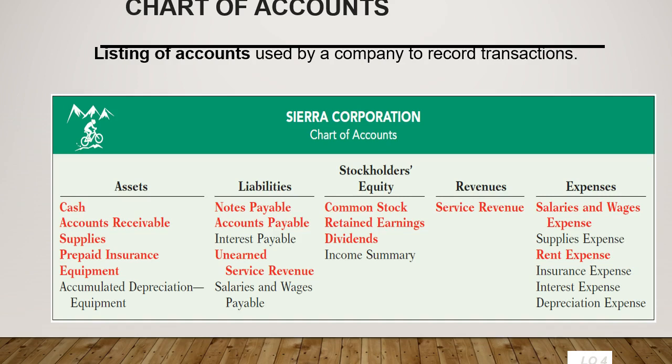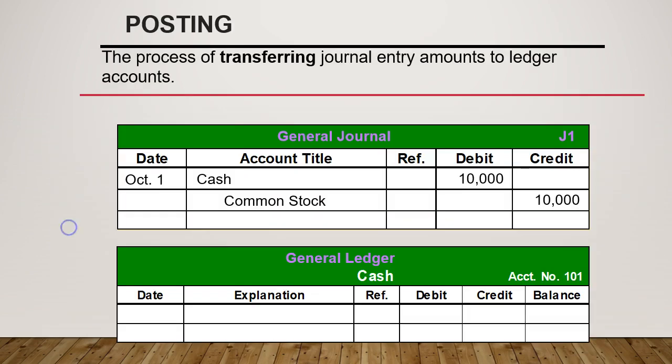Each of these accounts will have their own separate ledger account. So what we have here up top is the journal entry that we did in the previous video lecture. And here we have a sample of a ledger account for cash. So the cash ledger account is only used to record your cash transactions. The information from the journal is what we call posted to the ledger account. Posting is the process of transferring data from the journal over to the appropriate ledger account.